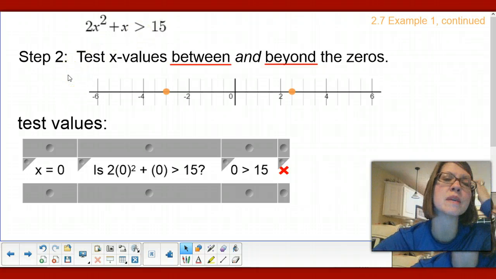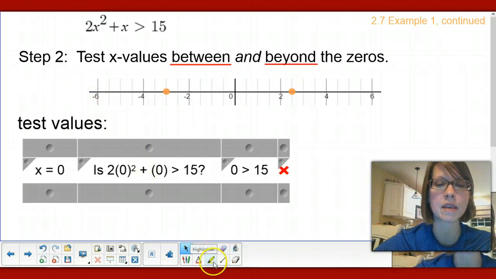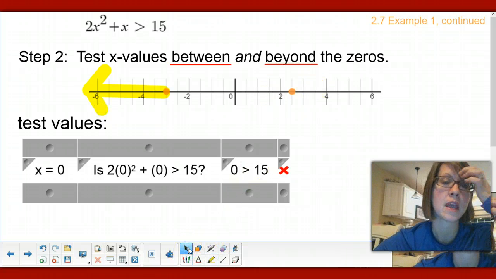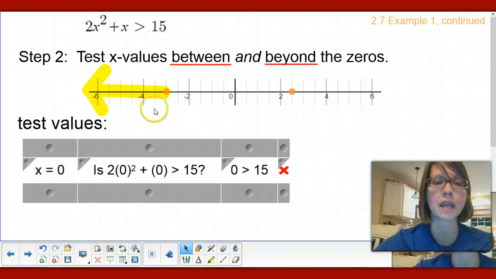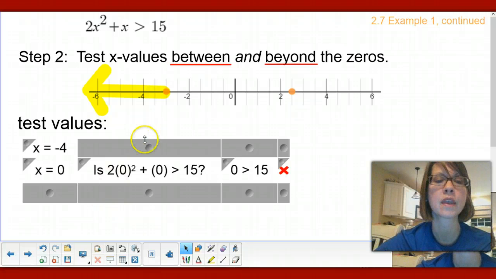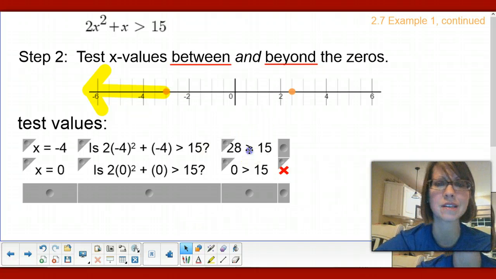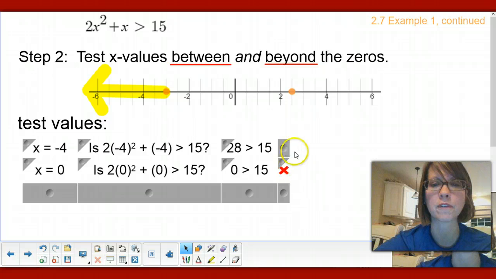Now let's test the ones beyond, starting on this side. I'll make a little arrow there. We pick an x value that lies somewhere on this arrow. I chose -4. Testing -4: 2 times -4 squared plus -4, is that really greater than 15? Well, 28 is greater than 15, so that's a green check mark right there. That means the x values included on this arrow are part of our solution set.